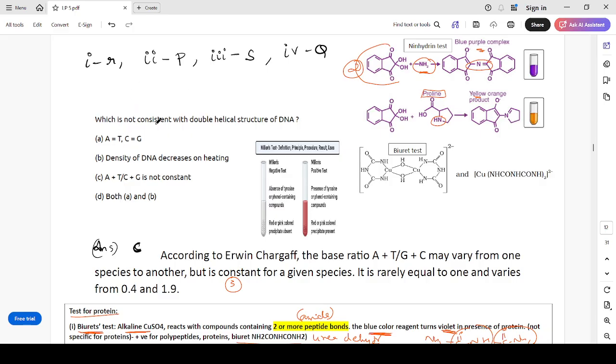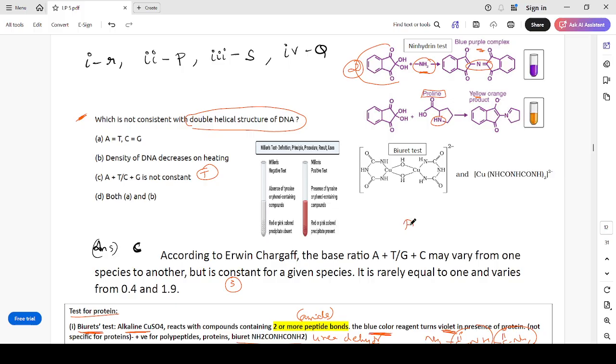Right? Let's complete the session with the last question: which is not consistent with the double helical structure of DNA? So according to the Chargaff rule, adenine plus thymine divided by C plus G is not constant. It may vary from human being to human being. So this is true.